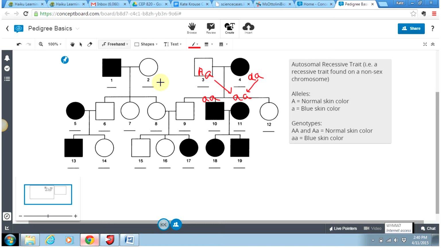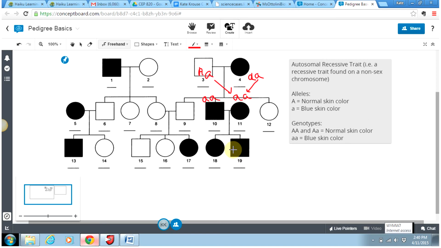Now, some basics about this pedigree. We see three generations here, 1, 2, 3. And it looks like we have 1, 2, 3, 4, 5, 6, 7, 8, 9 individuals who show the trait blue skin color, and everybody else does not show the trait. They have normal skin color.